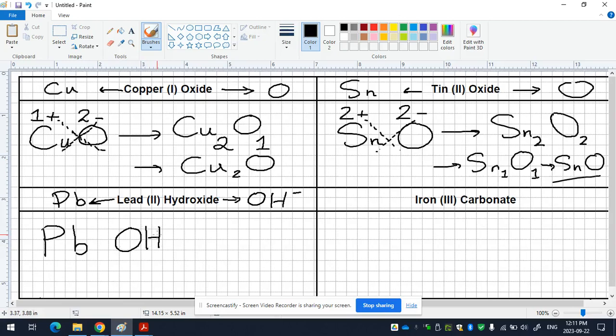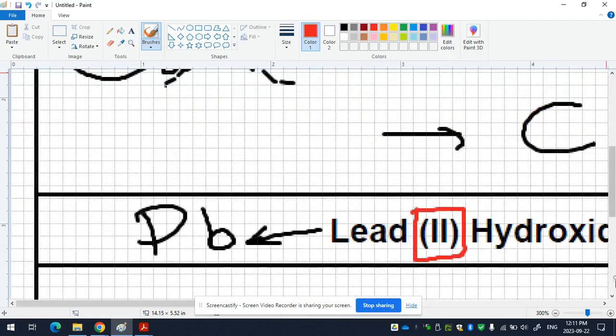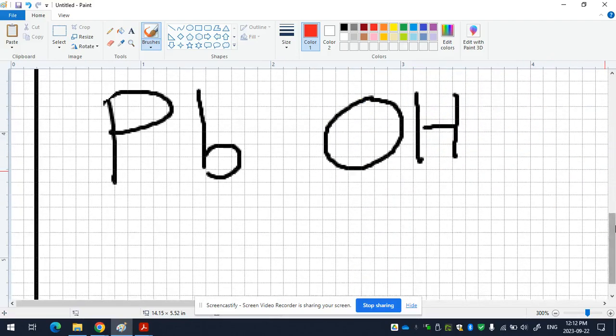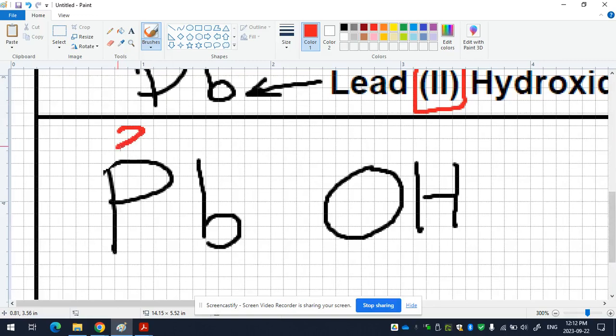What number did they give me with lead? What number is in the brackets? Everyone, what is this number? Are you sure? All right. It is 2. So is it 2 minus or 2 plus? Every time you see the first one, whatever you put here is going to be the plus. All right. So everyone, let's put that 2 plus.